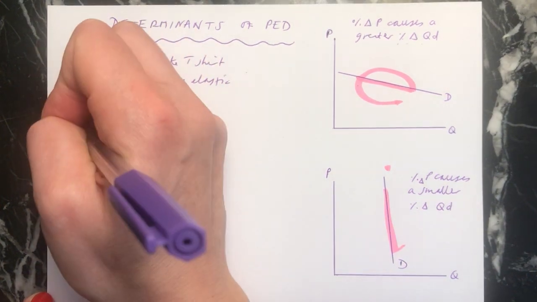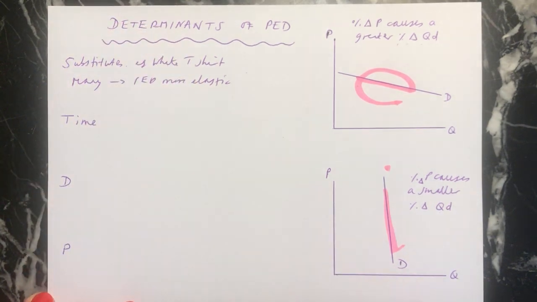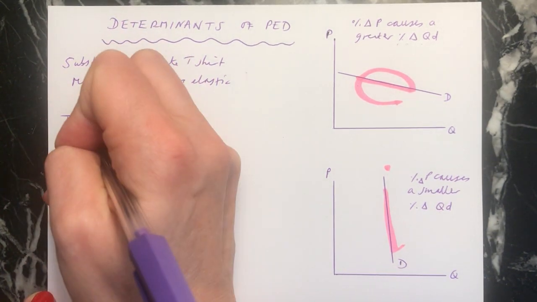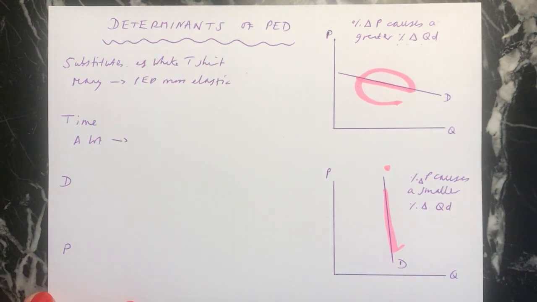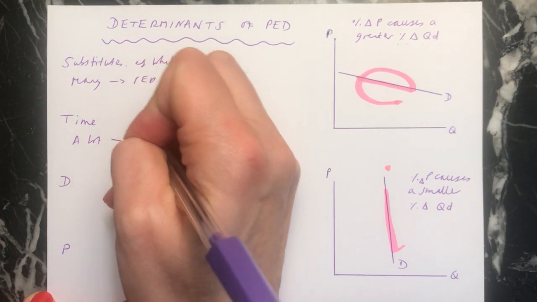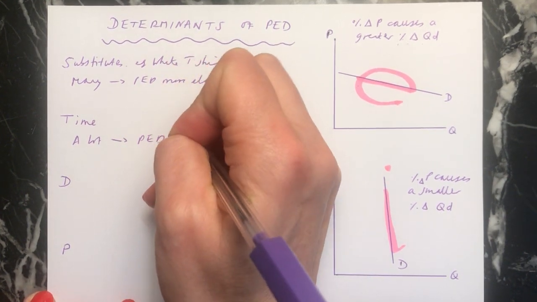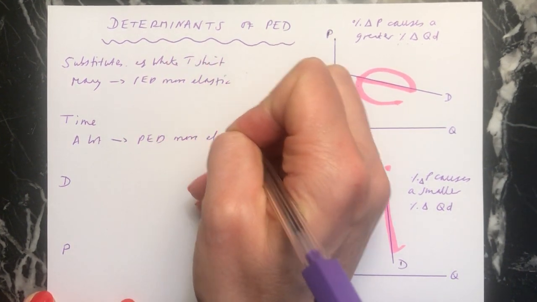The next factor is time. If you have a lot of time to look around for something, then you're going to try and find a cheaper option if the price of something, say, goes up. So this would mean that your PED is more elastic.